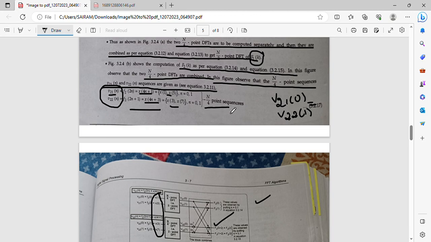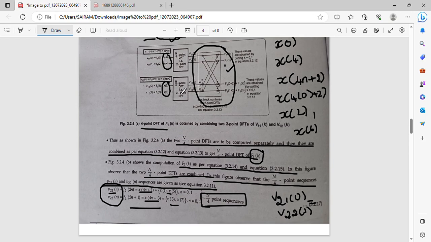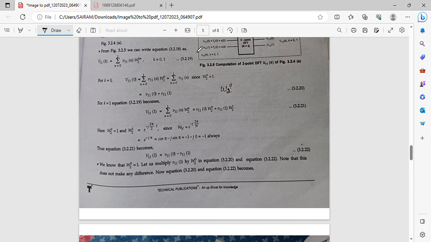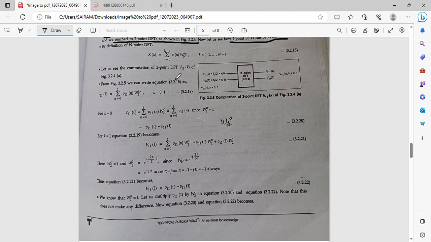So this is n by 4-point sequences. You are going to club 2 n by 4-point sequences to get one 4-point DFT, and you are going to club 2 n by 4-point sequences to get another 4-point DFT, right? Yes. And now we are supposed to learn how to find the 2-point DFT.